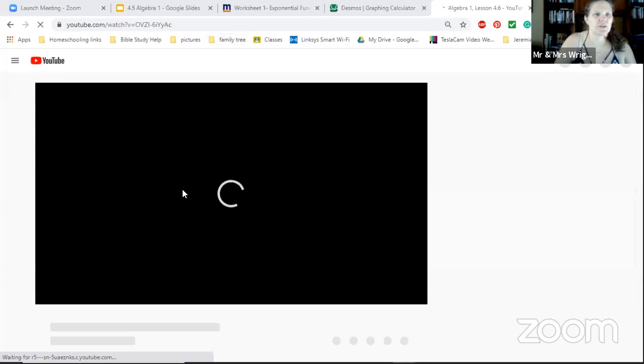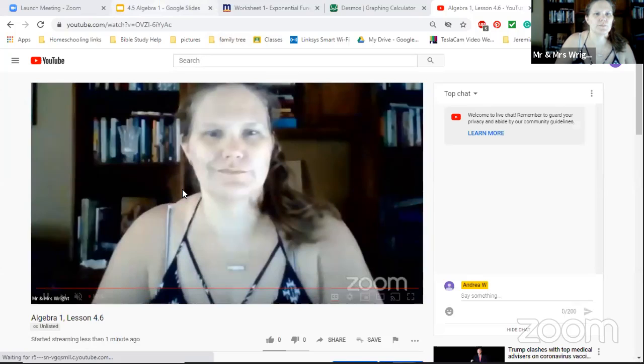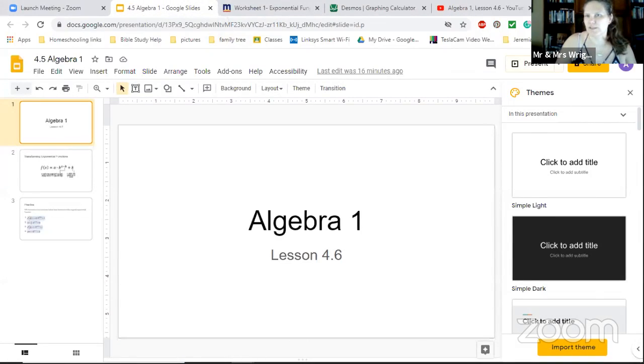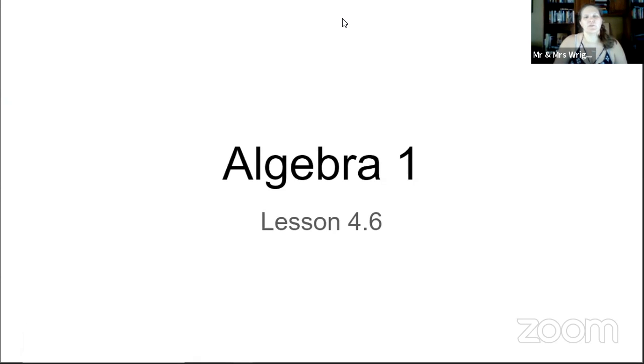And today we're going to be continuing on in our Algebra 1 course, talking about exponential functions. This is lesson 4.6, and that means that it is unit 4, page 6, if you're following along in the online module. And last lesson, we started to get into how to transform some exponential functions.